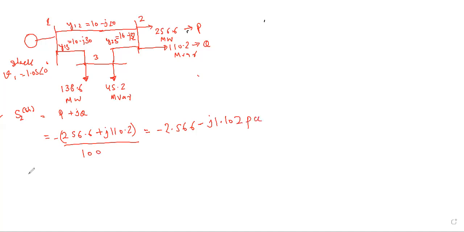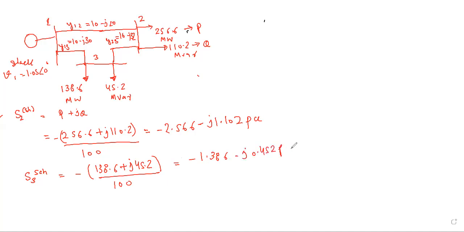On similar grounds, you calculate S3 scheduled and you will get minus 138.6 plus j45.2 divided by 100, again the same 100, because the base is 100 MVA. The sign flips, so it would be minus 1.386 minus j0.452 per unit. So you got these terms.